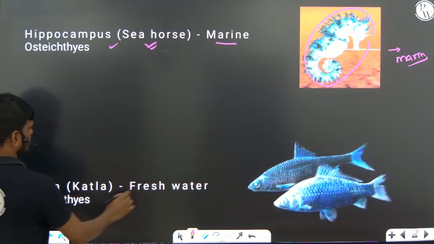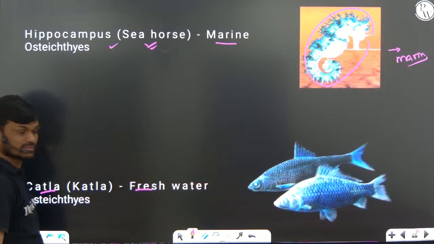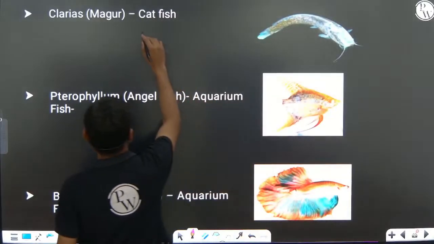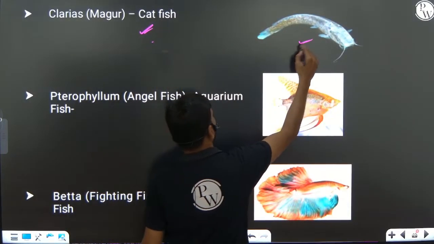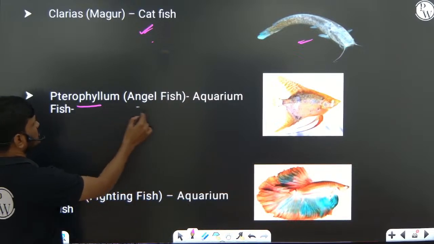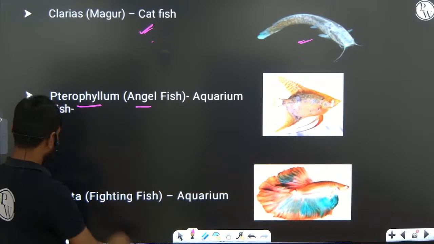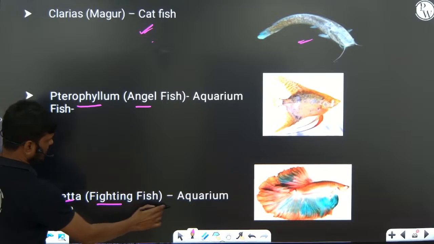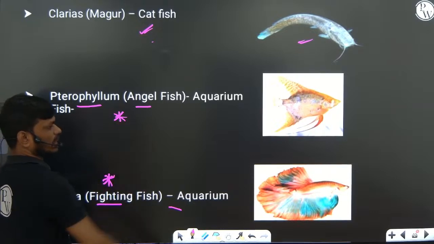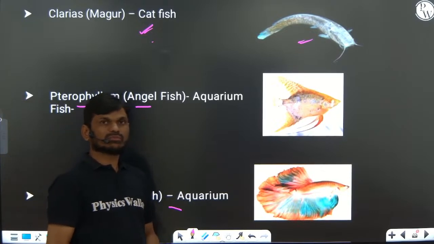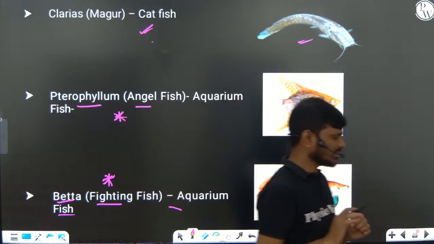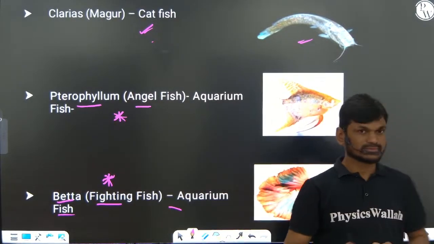Catla, freshwater Osteichthyes. Labeo rohita, rohu fish also. Clarias, catfish, right? And Pterophyllum, angelfish or aquarium fish. Betta, fighting fish, aquarium fish. Important. Based on these names, they will ask you some questions. These scientific names and their common names are very, very important, right?